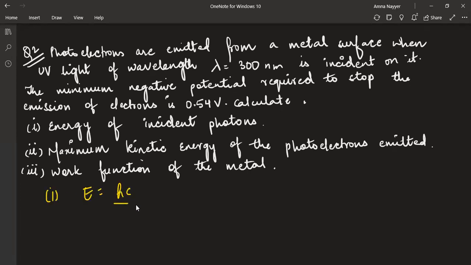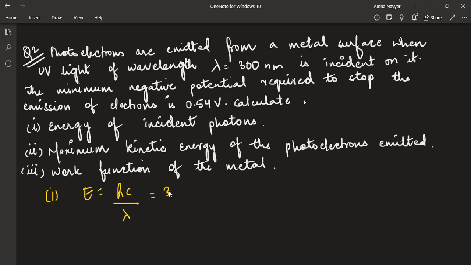That is hc by lambda. This is the energy of the incident photon. This is not the total energy where you sum up work function and kinetic energy. This is just the energy of the incident photon, and it can be written as either h nu or hc by lambda. Frequency is not given, so we'll prefer wavelength. See, class, the calculations are very easy here.